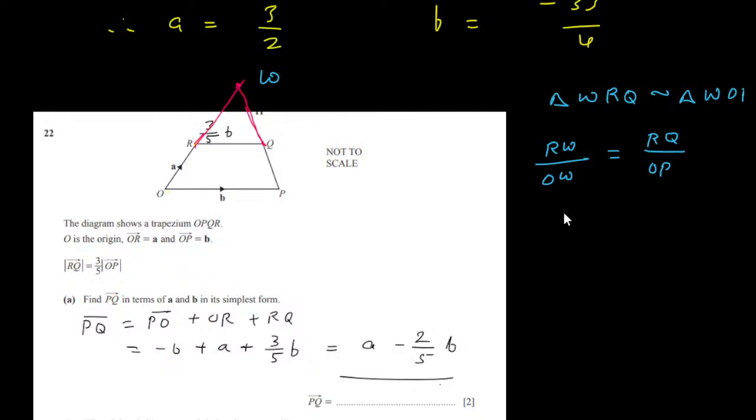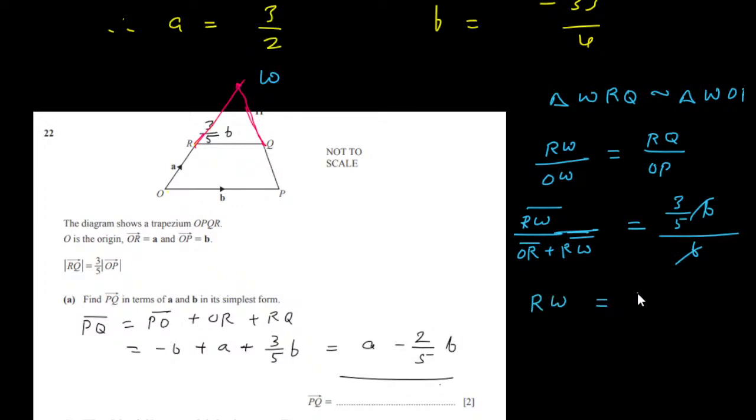So better here, this RW is RW only. This OW I will say that it is OR plus RW. I am not doing anything with RW, and here RW over OR is 3 divided by 5 times B whole divided by B. So the B will cancel. Here RW is equal to 3 divided by 5 times, or here I will say divided by OR. Now the value of OR is A plus RW. I will keep this RW as RW only.